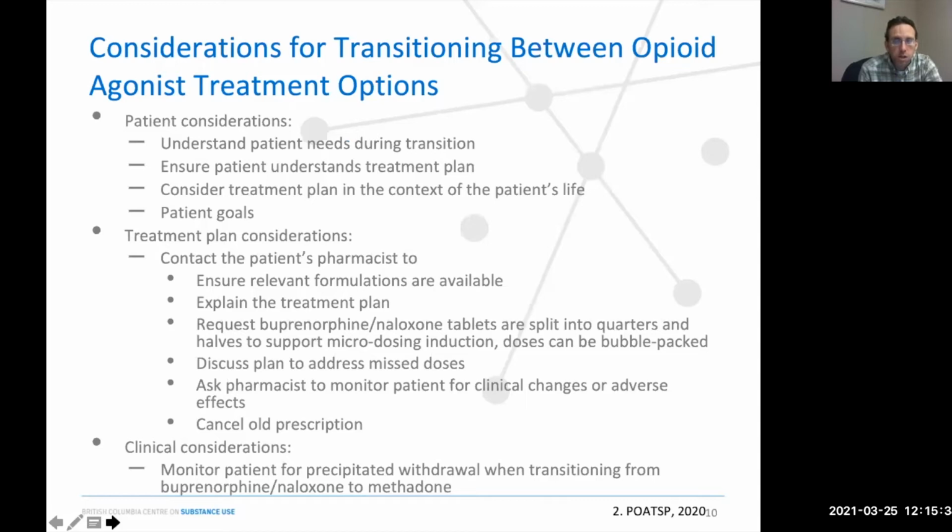So, considerations for transitioning between opioid agonist treatment options. Really understanding the patient well and ensuring the patient understands the treatment is really important, as is understanding the patient's goals, and considering the treatment plan in terms of everything else that's going on. Generally transitions are somewhat rockier than being on a stable dose, and so it's good to have these transitions happen at a time when as many other things are as stable as possible, if possible.